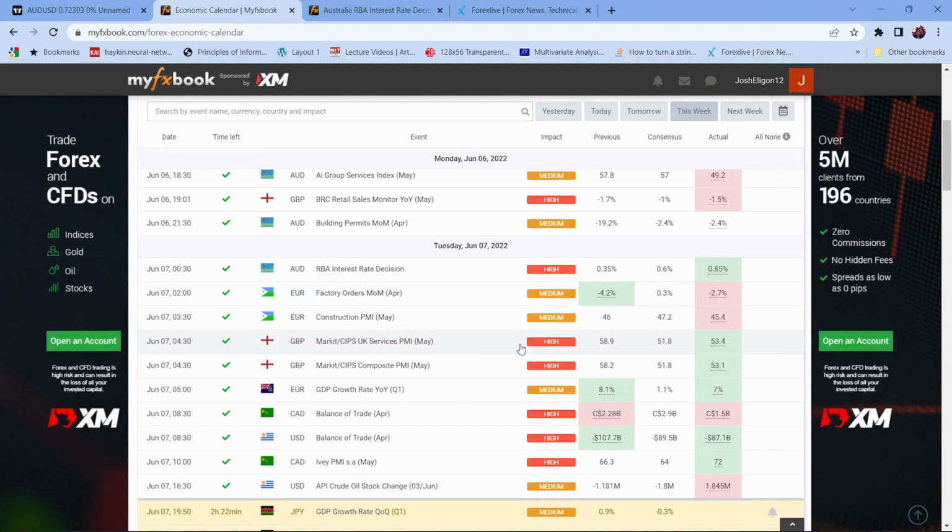And you can see here, I don't know why the chart's looking like this, guys. You can see here that the consensus expectation was an interest rate increase of either 0.25%, making a total of 0.6%, or a 0.4% increase, right? But we did get a higher than expected result. We went from 0.35% all the way to 0.85%, so we got a 0.5% increase, which was more than what was expected.